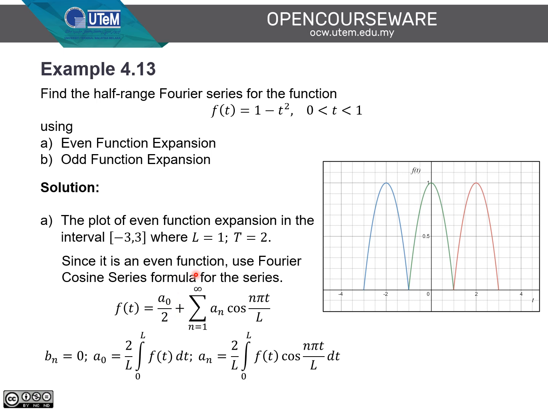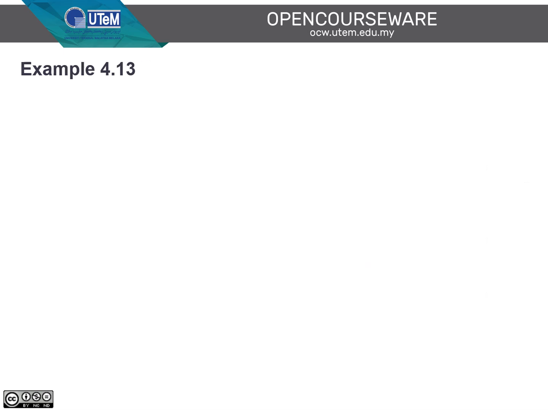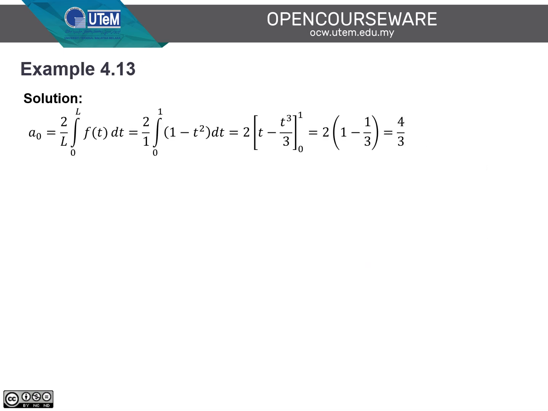Since it is an even function, therefore, we're going to use the Fourier cosine series formula to find the series. Firstly, we need to find the solution of a naught. The formula is 2 on L multiplied by the integration of f(t) with respect to t from 0 to L. Substitute L equals 1 and the function f(t) equals 1 minus t squared into the formula. Solve the integration of 1 minus t squared with respect to t.